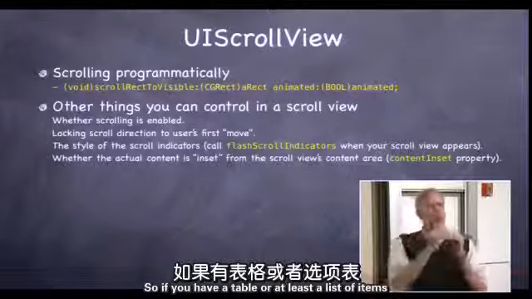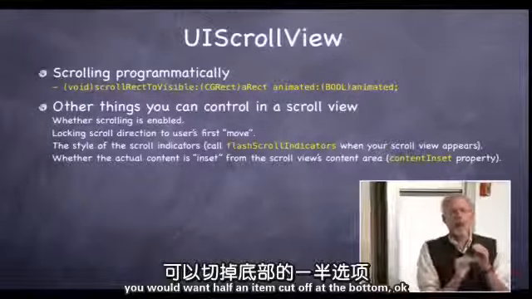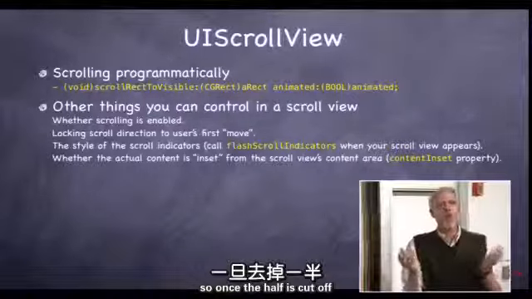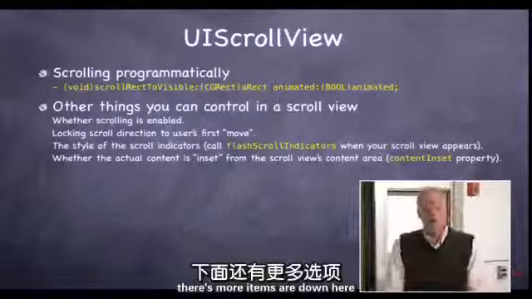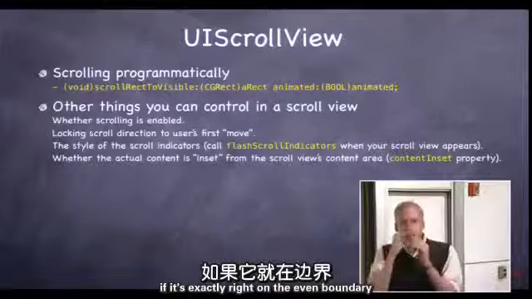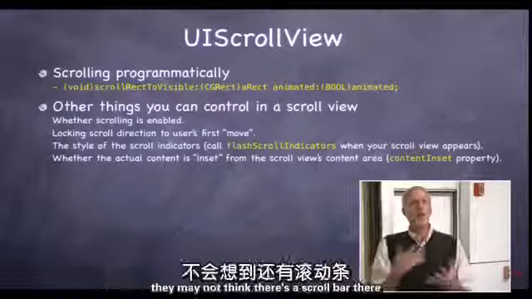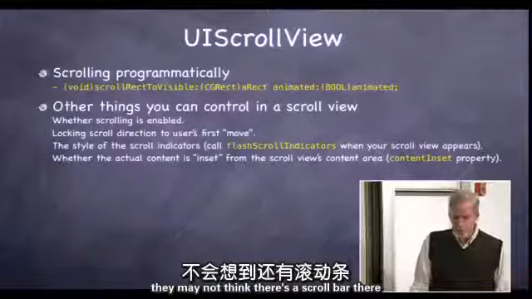So if you had a table, a list of items, you would want half an item cut off at the bottom. Design the height of your item so that one is half cut off. It's a real simple way to tell the user there are more items down here. If it's exactly on the even boundary, then they think, oh, there are only these 7 items, that's all there is. They may not think there's a scroll bar there.